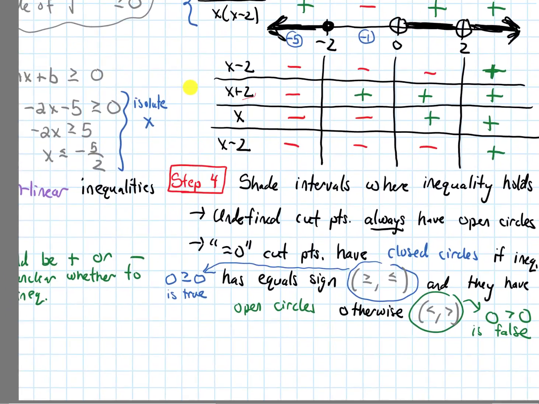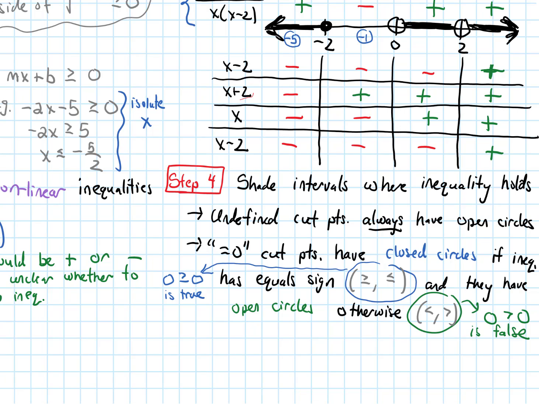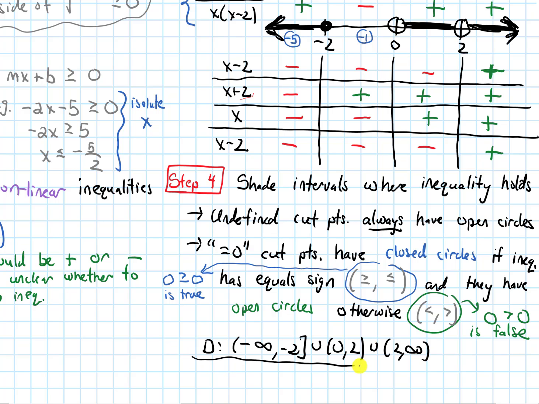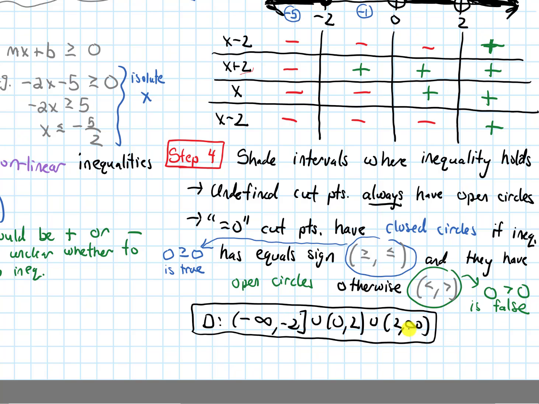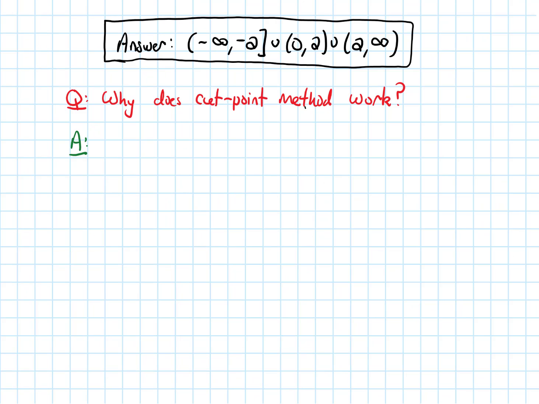So let's zoom it out a little bit. Okay, so our domain, I'll just write D for domain, is negative infinity to negative 2 bracket, union 0 to 2 in parentheses, because they're not included, union 2 to infinity. Okay, and I'm running out of room here a little bit, so I'm going to move that to the next page. So here is our answer at the top.